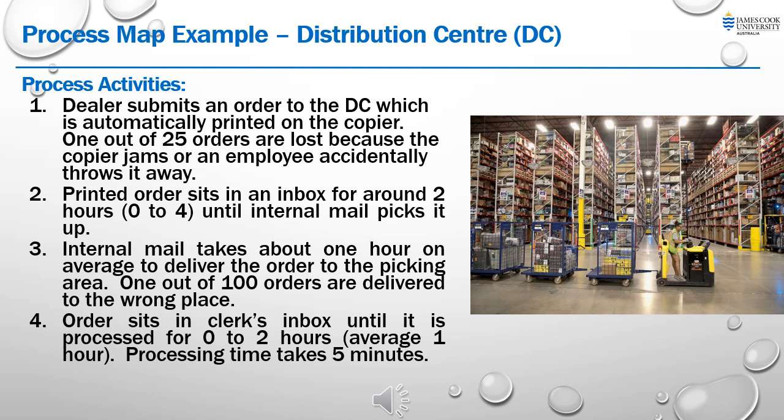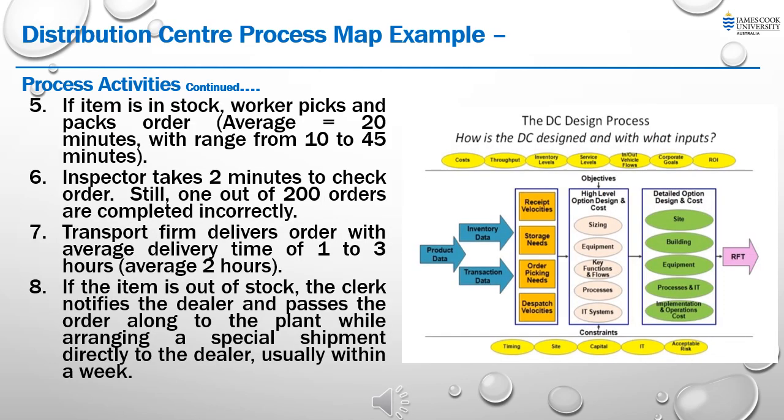Processing time takes 5 minutes. If the item is in stock, a worker picks it up, averaging around 10 to 24 minutes. The inspector takes 2 minutes to check. Still, 1 out of 200 orders is completely incorrect. Transportation for delivery takes around 2 hours on average.